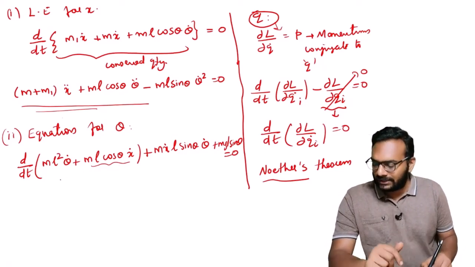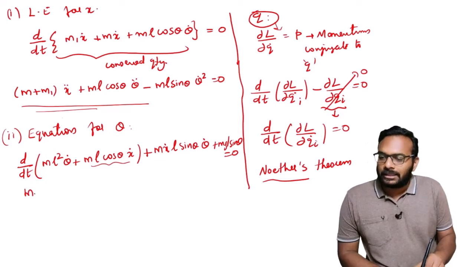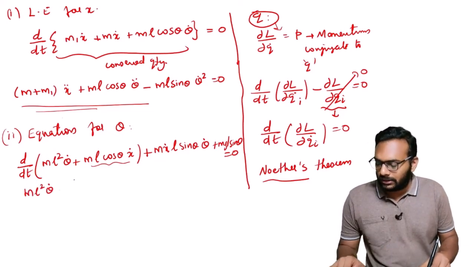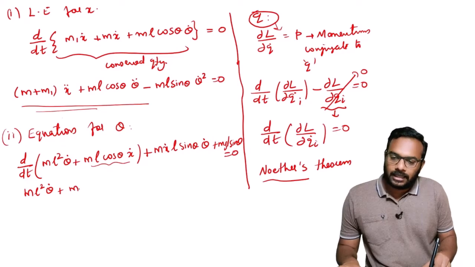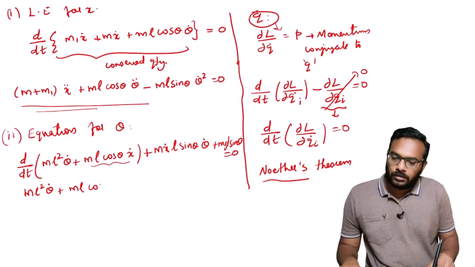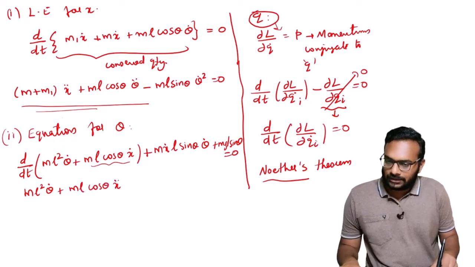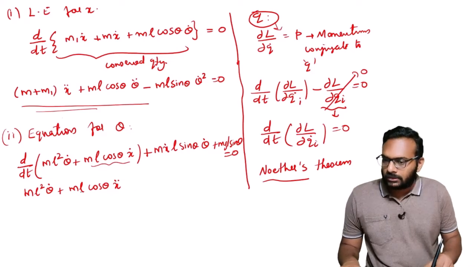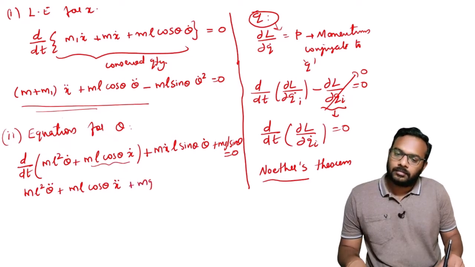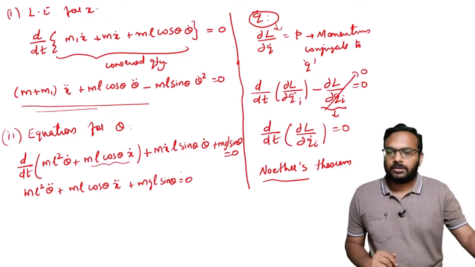So you just simplify this and you will get the final result: ml²θ̈ plus ml cosθ ẍ plus mgL sinθ is equal to 0. You can check this.